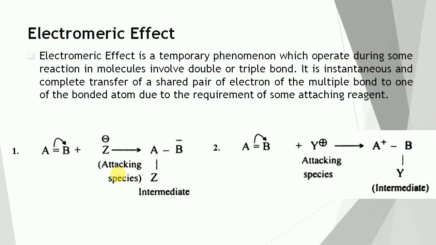So there are two hypothetical reactions. In the first case, the two atoms A and B have a double bond. So this pi bond is going to shift toward this side; it is the negative end, and this is the positive end. So ultimately the attacking agent will attack this electron deficient center, and this intermediate will get formed. So this is the first possibility in the electromeric effect.